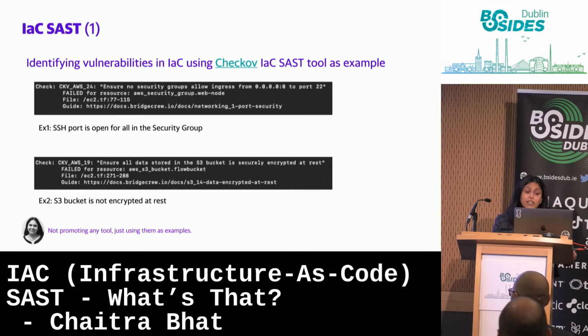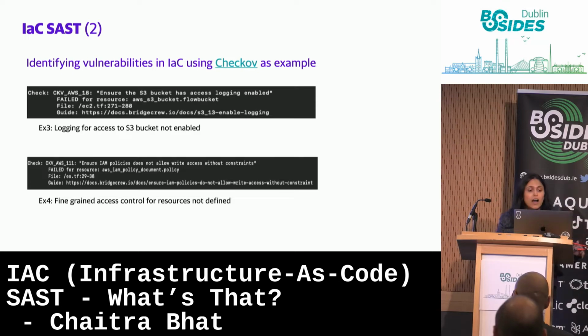in the first case, where the SSH port was left open to the world, it clearly shows what the issue is in the code and where in the file the issue is, and it also provides some kind of guideline as to how I can go about fixing this issue. In the second one, it clearly says, ensure all data stored in the S3 bucket is securely encrypted at rest. Here in the third one, it says, ensure the S3 bucket has access logging enabled. For the fourth one, ensure IAM policies do not allow write access without constraints.